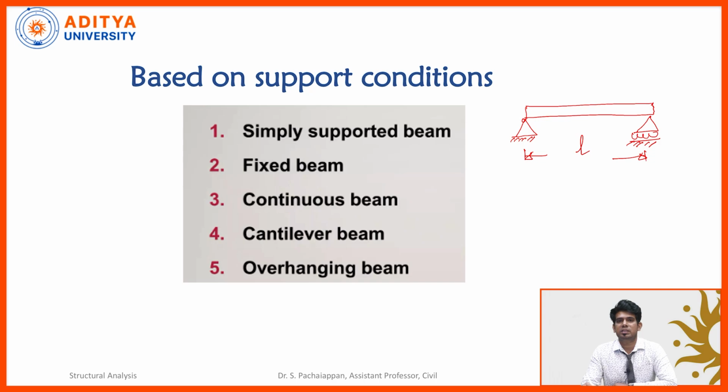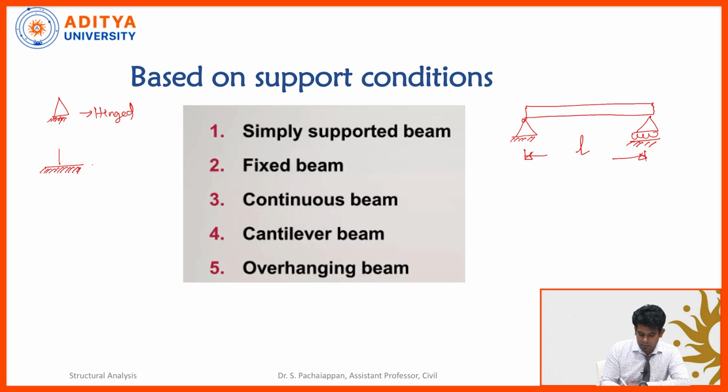So, this arrangement is called a simply supported beam. Before that, we will discuss the support conditions for better understanding. This kind of symbol represents the hinged support. So, this is the hinged support. Then if we have this kind of symbol, it is called a fixed support.